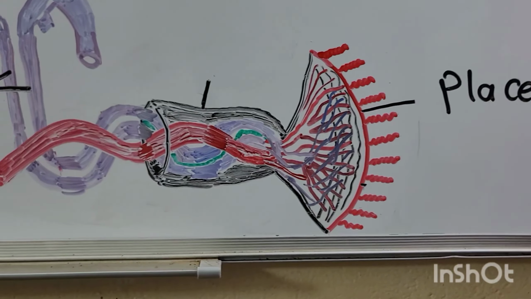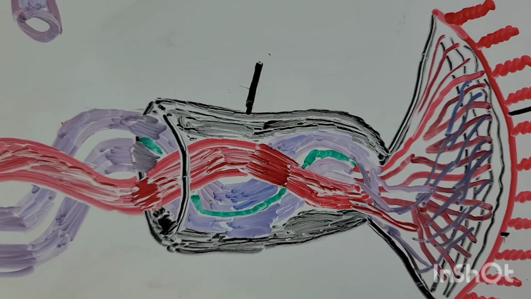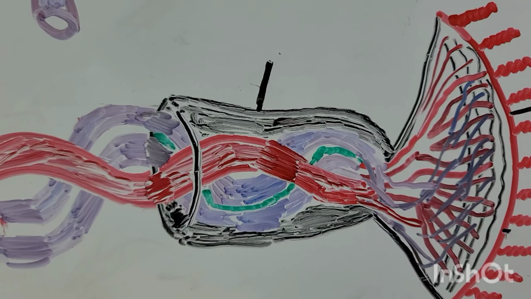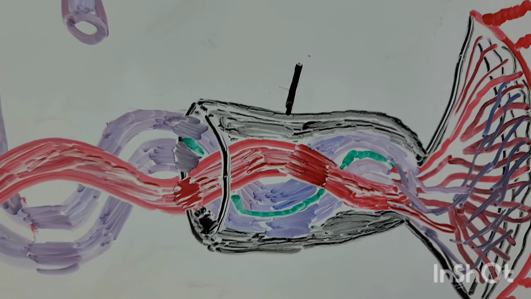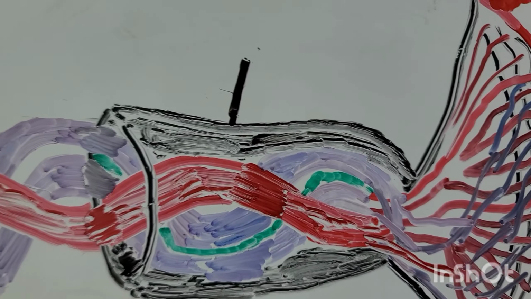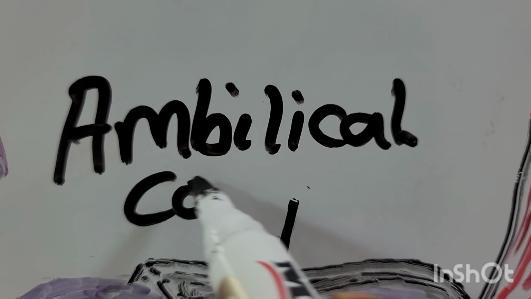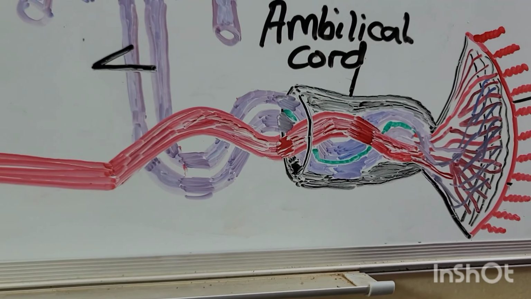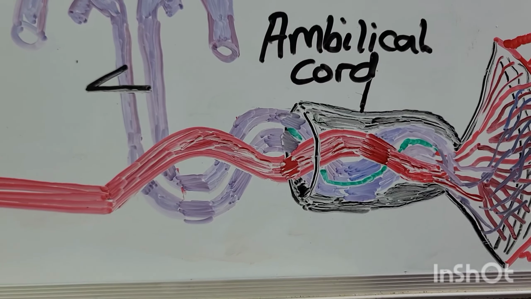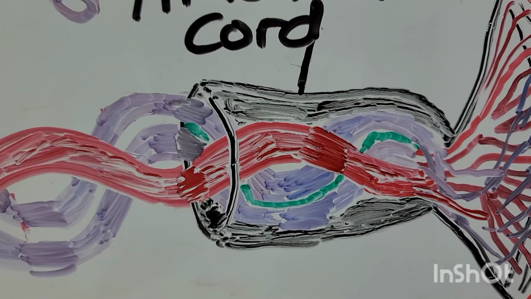Now, coming off the placenta, we have this beautiful black-like structure here, which is going to be enclosing different kinds of blood vessels. This structure here is what we call the umbilical cord. Very, very important. It is going to be housing three blood vessels and even some other structures we shall talk about later.